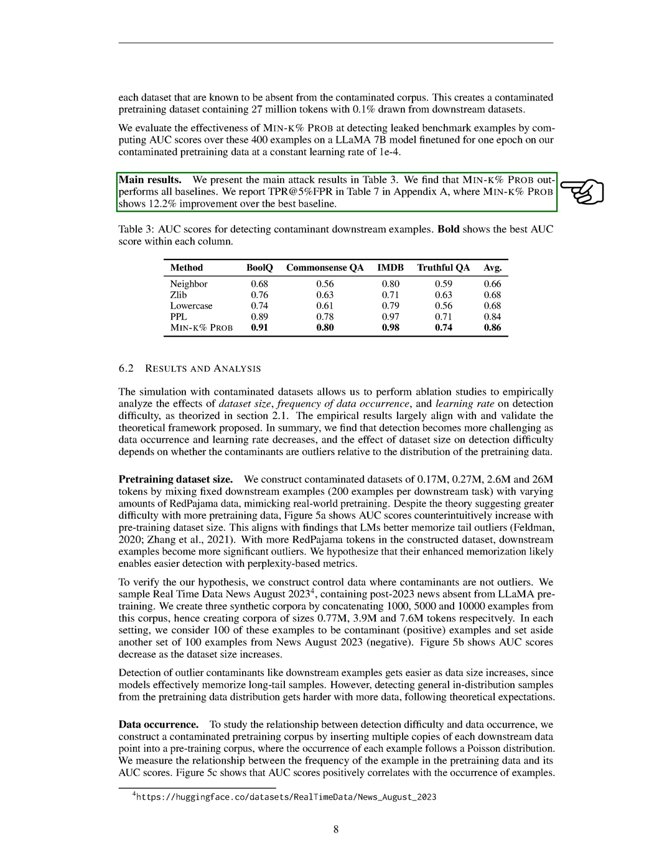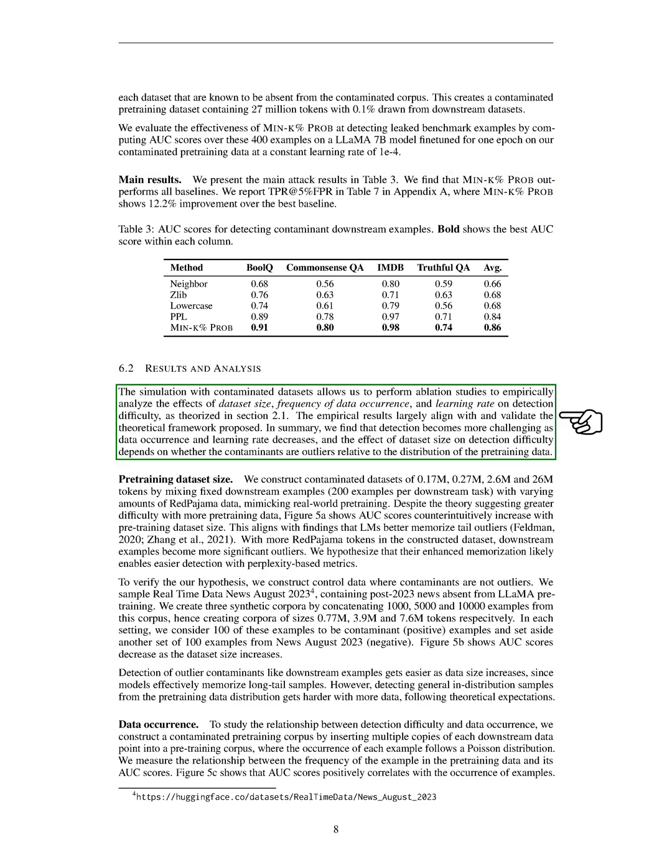We also conducted simulations using datasets that had been intentionally contaminated. This allowed us to study the effects of various factors on the difficulty of detecting the contamination. We found that the difficulty of detection increased as the frequency of data occurrence and learning rate decreased. The impact of the size of the dataset on detection difficulty depended on whether the contaminants were outliers in the distribution of the pre-training data.